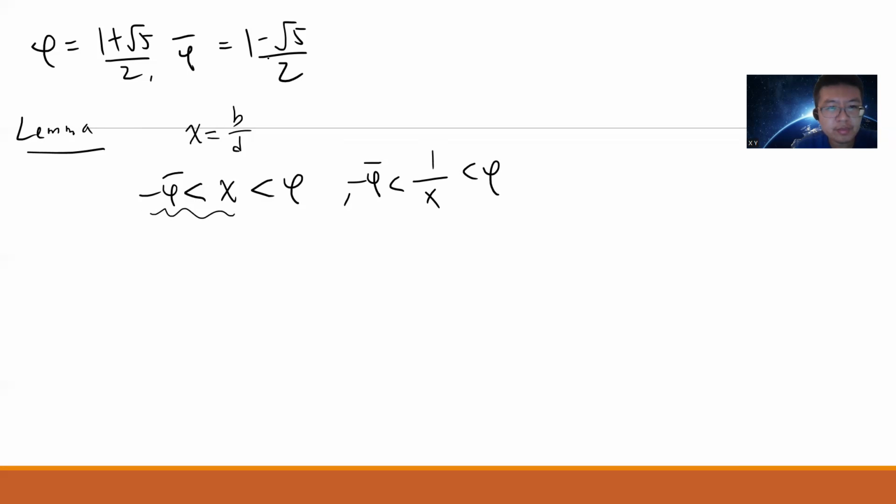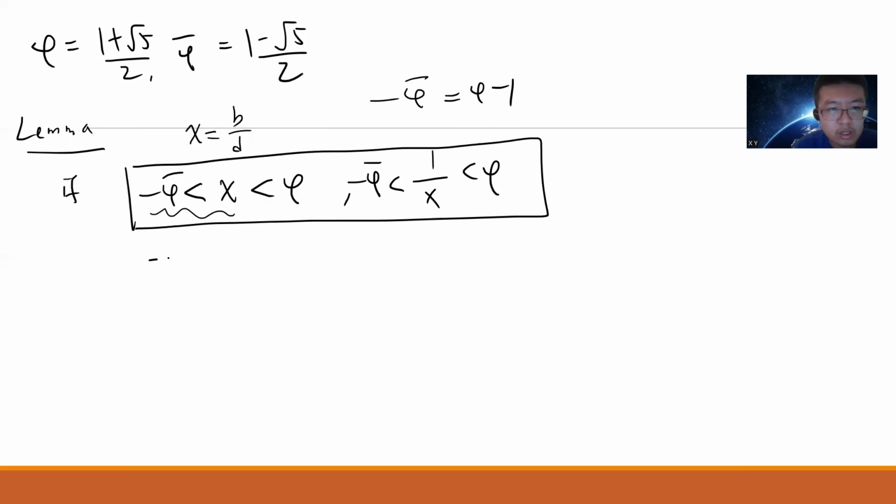negative phi bar is greater than 0, right? So this tells you that 1 divided by x is less than negative phi bar. And notice that negative phi bar will always be phi minus 1. Okay, so what I want to say is the following: if x satisfies these two, then b squared minus bd square root 5 plus d squared is less than 0.